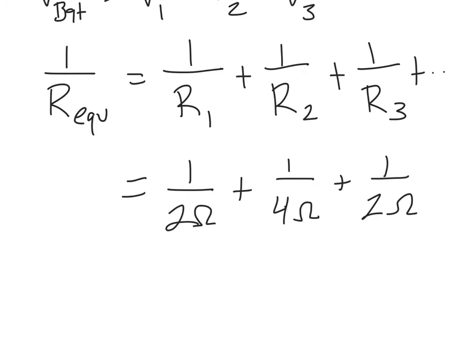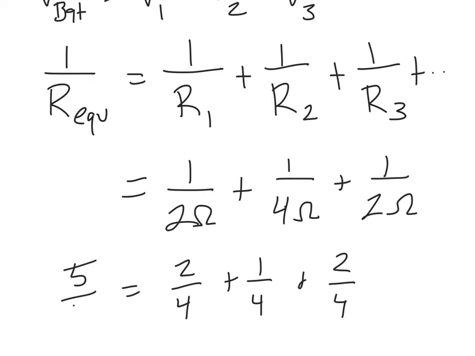Okay? Well, then I have to add these together. 1 over 2 plus 1 over 4 plus 1 over 2. So I need common denominators. So this becomes 2 over 4 plus 1 over 4 plus 2 over 4. So that's 2 plus 1 plus 2, which is 5 over 4. Okay?